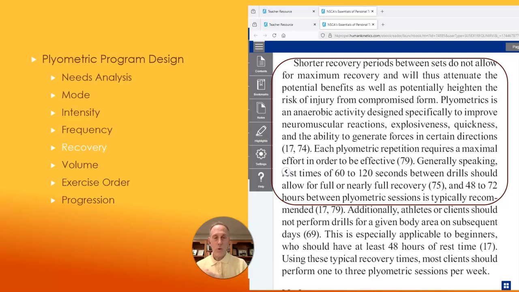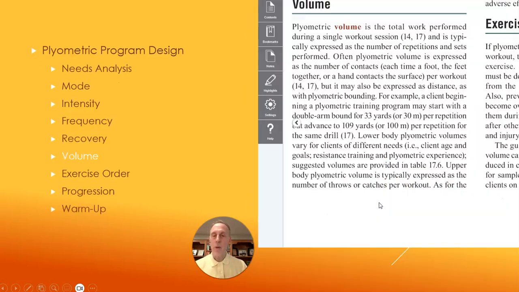And you want to focus on the neuromuscular side of the process that also includes the explosiveness, the quickness, and in some regards, there's a reactive component as well. If I'm throwing you a ball and then you're catching and throwing it back to me right away, there's a reactive part of it. There's also a stretch shortening cycle that you're trying to refine over and over again. So what they talk about here is, generally speaking, times of 60 to 120 seconds should be allowed for full recovery. And then 48 to 72 hours between sessions is typically recommended.